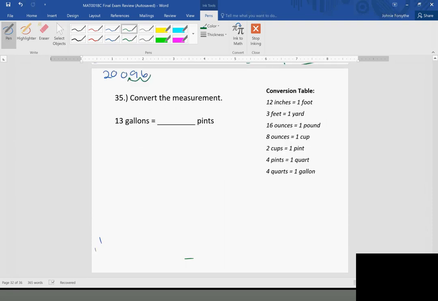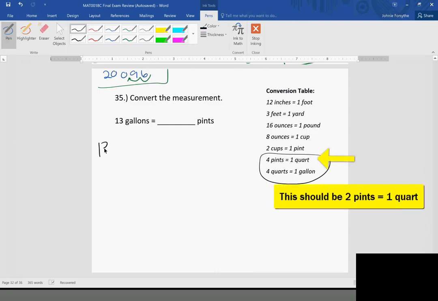And then finally, convert the measurement. So we have 13 gallons. We want to convert that into pints, and you will be provided with a conversion table. So we want to use what we're given to go from gallons to pints. So I've got gallons to quarts and then quarts to pints.